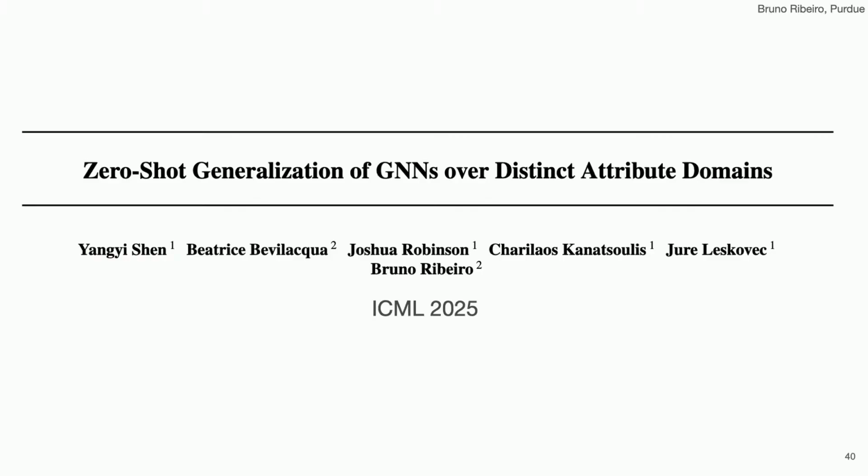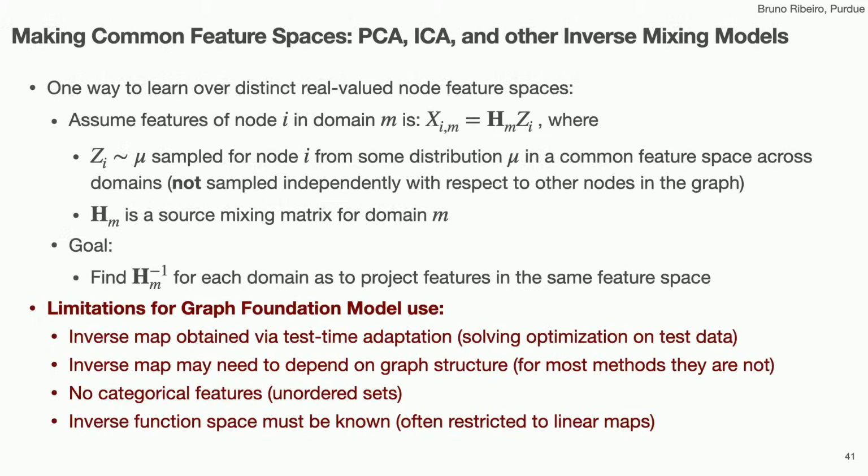So this is the work. Harry Laus is a co-author here. Okay, so I'm not going to talk about this. If you're doing this, you can think about doing PCA, ICA, or some kind of inverse mixing model. It's kind of doable for categorical features, and we can talk offline, and I'll tell you why I don't really like it. I think there are some restrictions on those.